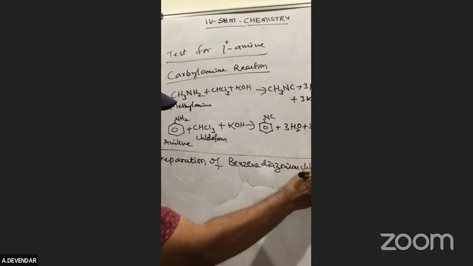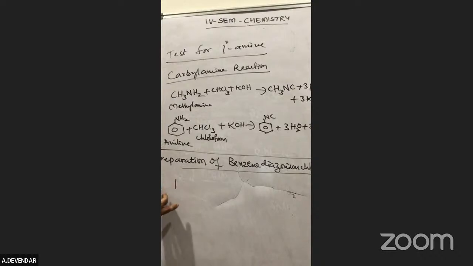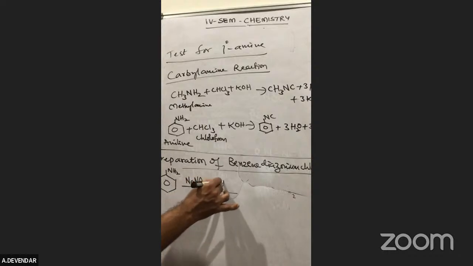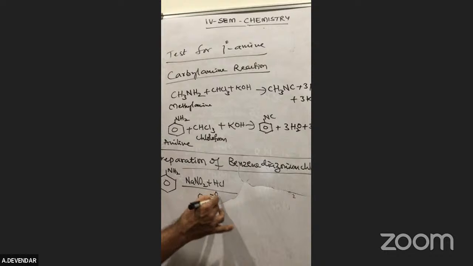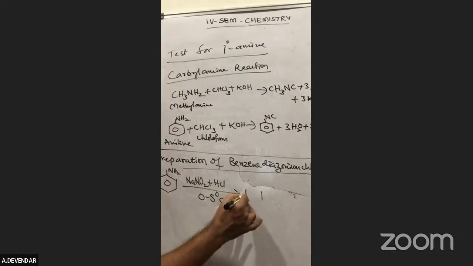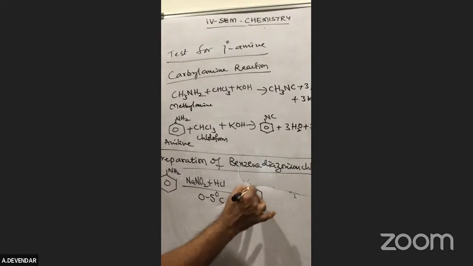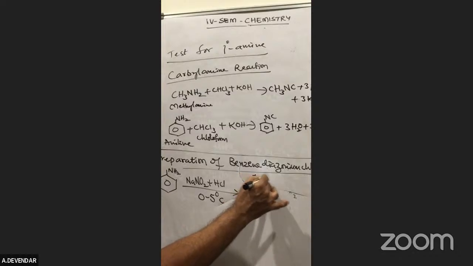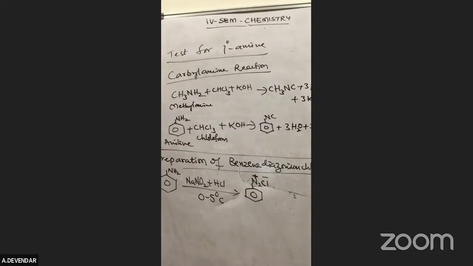It is already repeated, again I am brushing over this one. You are only taking aniline. When aniline is treated with sodium nitrite and HCl, these are the two ingredients, and maintaining the temperature at 0 to 5 degrees, you are getting benzene diazonium chloride. This is the N2+ and Cl minus. So you get benzene diazonium chloride formed.